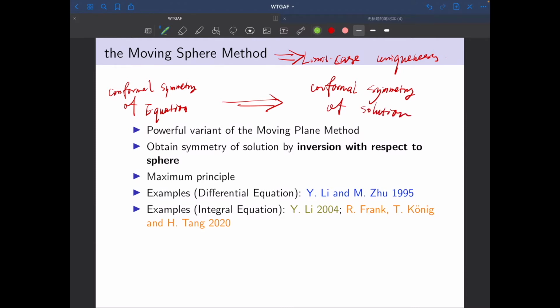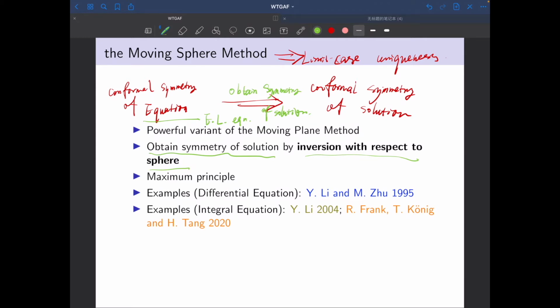And here for me, the equation is the Euler-Lagrange equation. The middle step, I'll call it obtain symmetry of solution. So in particular, in order to obtain symmetry of the solution, what we do is inversion with respect to a sphere. Maybe that's where it got its name.